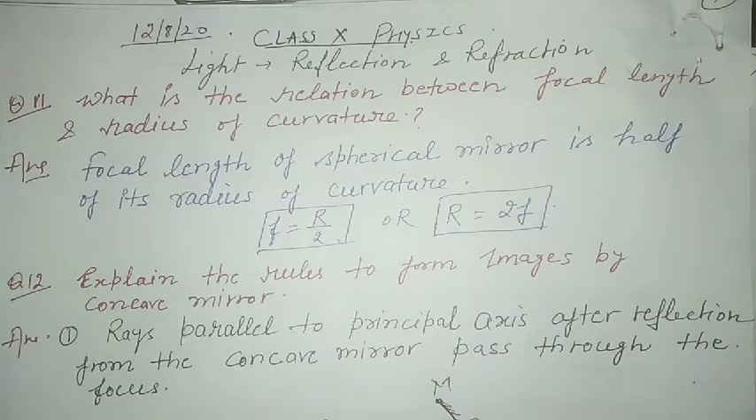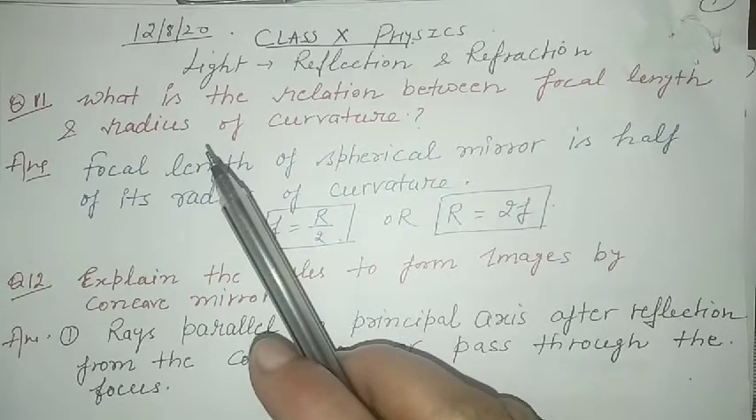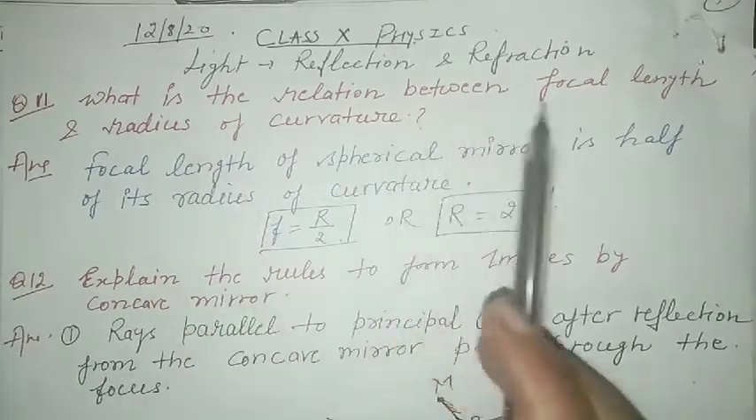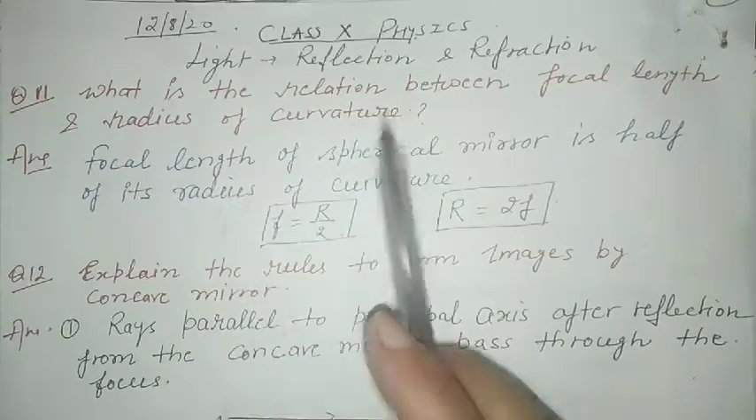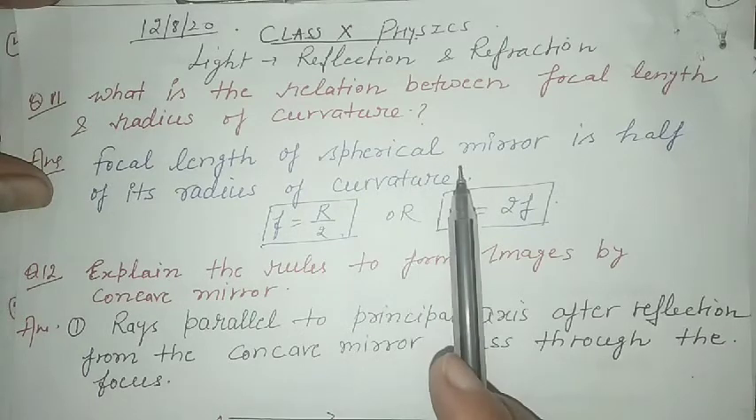Hello everyone, we are going to discuss the chapter Light: Reflection and Refraction. In the last video, we covered focal length and the radius of curvature. So here is a question: what is the relation between focal length and radius of curvature? The focal length of a spherical mirror is half of its radius of curvature.